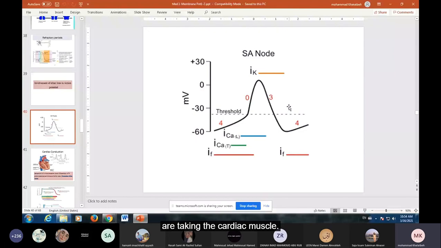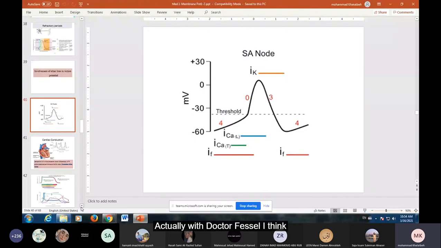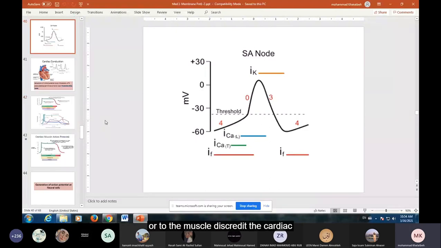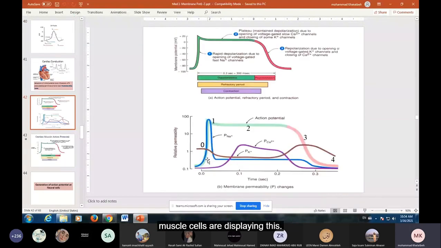You will take that when you are taking the cardiac muscle with Dr. Faisal, I think. Also the cardiac muscle cells display this type of action potential, which is called action potential with plateau, and we also have calcium involved in the generation of these action potentials. So what you are seeing in blue is the activity of sodium channels during the action potentials. What you are seeing in brown is the activity of the potassium channels.